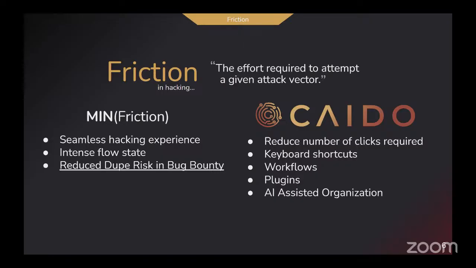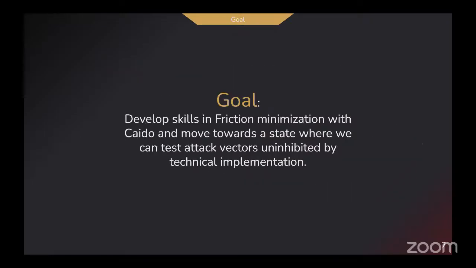Yeah, and so some of the ways that we do this in Caido is we reduce the number of clicks required for things. We try to build out keyboard shortcuts from the beginning. We use workflows, we use plugins, and then we use AI-assisted organization and implementation of automation and implementation of our attack vectors. So we'll go into all of that today. So the goal for this talk is to develop skills that will minimize the friction in Caido and push us towards a state where we can test uninhibited by our tool, right, as an extension of ourselves.